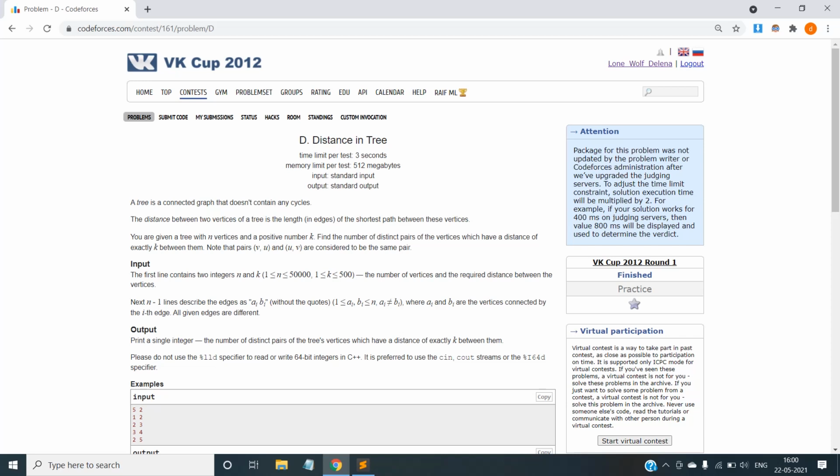And the second possibility is that if the pair of vertices contains two vertices, that is we can say a comma b, then a lies in the subtree of one of the children of the ith vertex and b lies in the subtree of another child of the ith vertex. So this is the second possibility.